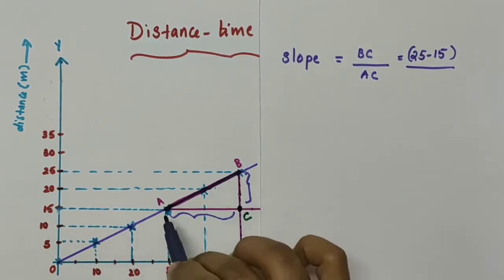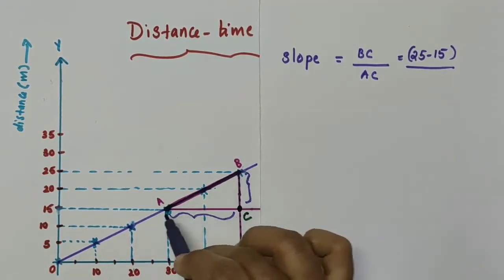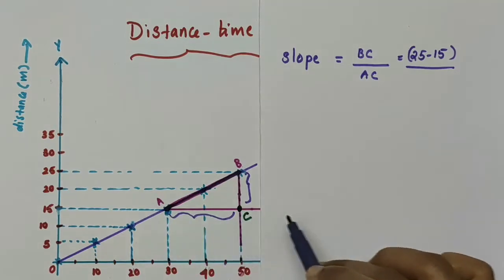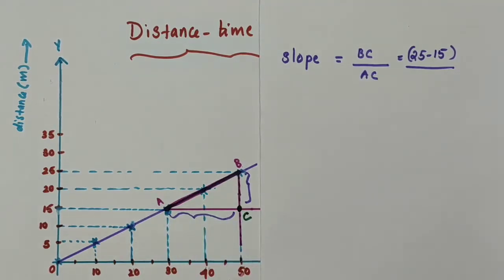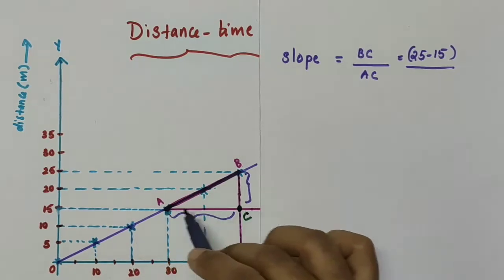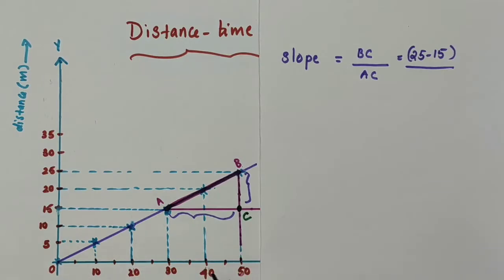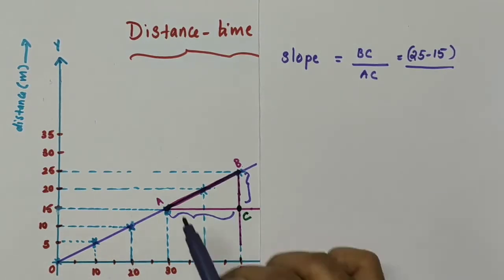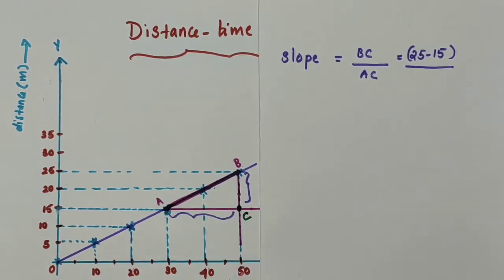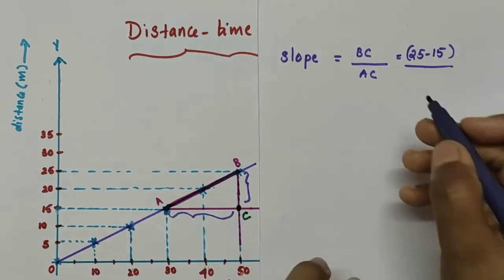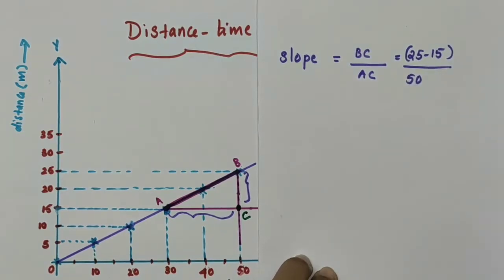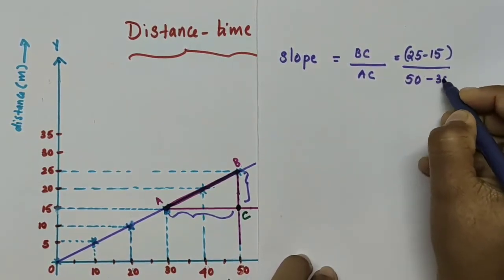You see, AC is a side of this triangle ABC and it is parallel to the time axis. Okay, so AC will give you time values. C corresponds to 50 seconds, A corresponds to 30 seconds. So what will be AC? 50 minus 30. Okay, so AC is 50 minus 30.